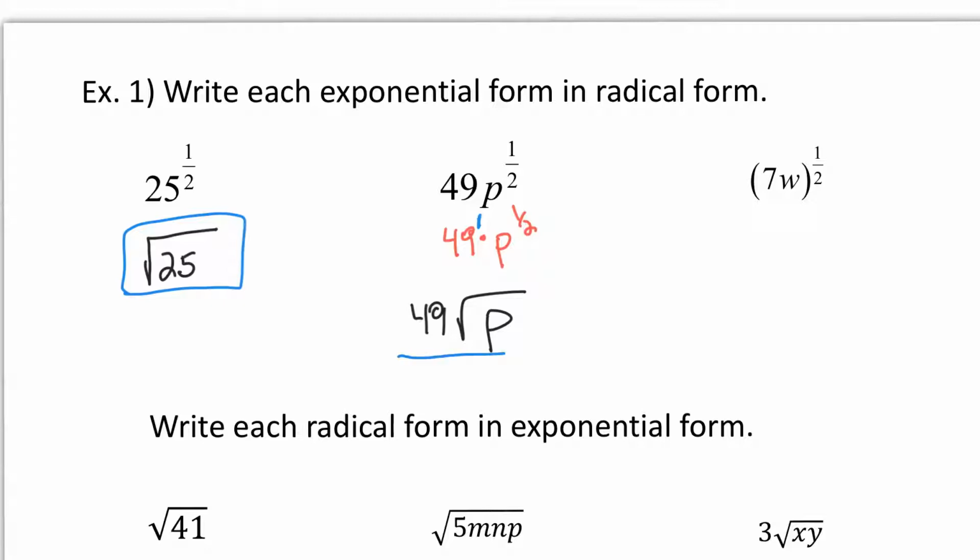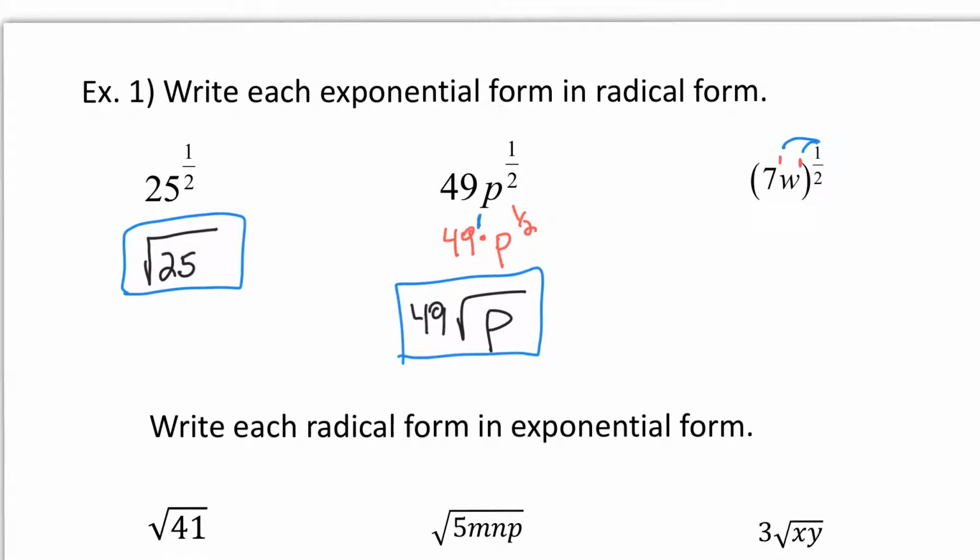So this is your radical form. Now the next one is a little bit different because you have parentheses with the 7w inside. Notice the difference between this one, no parentheses, and this one with parentheses. Now the idea for this one is, if you use the properties of exponents, remember that 7 has an invisible 1 exponent, w has an invisible 1, you can multiply the exponents.